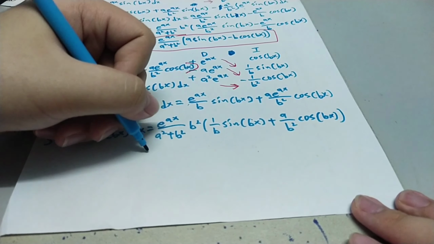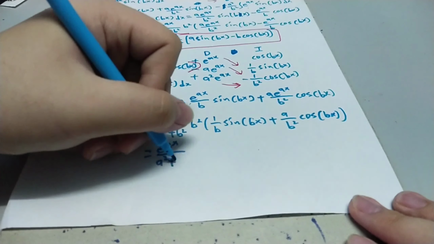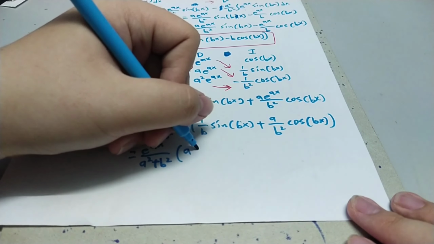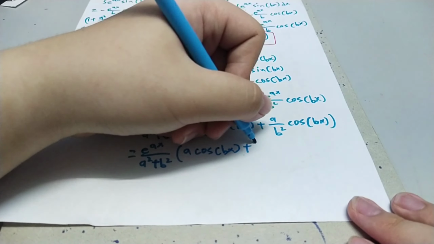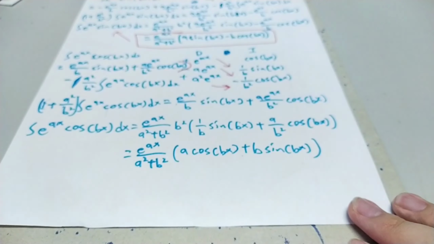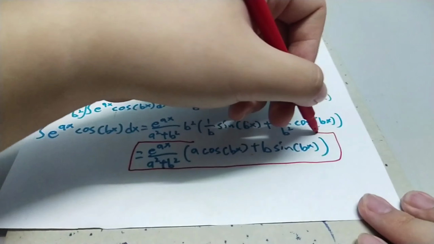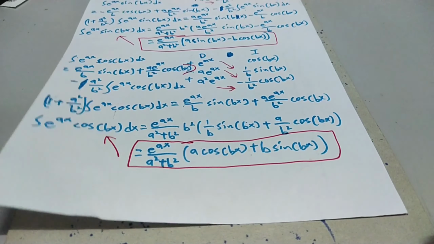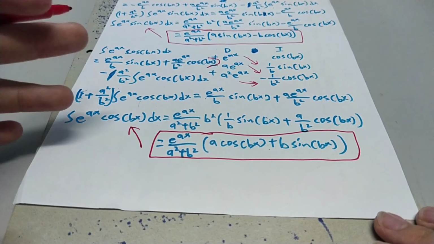And then expand the b squared, I will have e power of ax over a squared plus b squared times a cosine of bx plus b times sine of bx, and we are done. So this is the solution to the integral of e power of ax times cosine of bx dx.